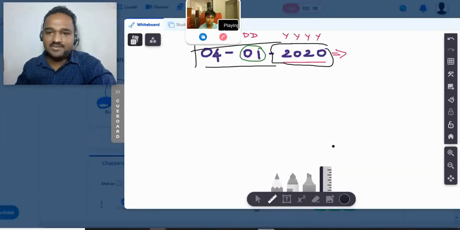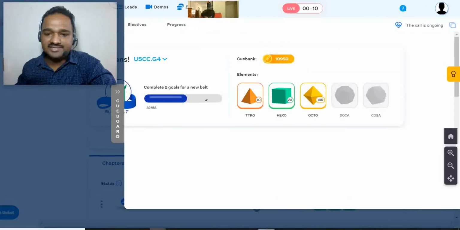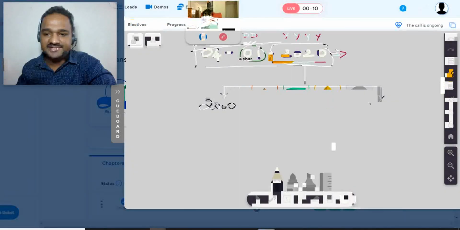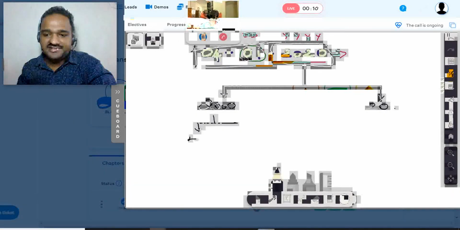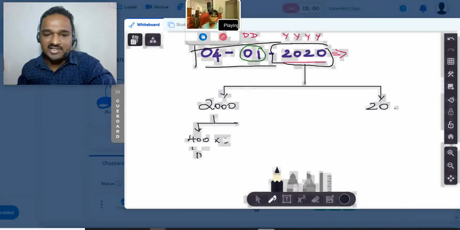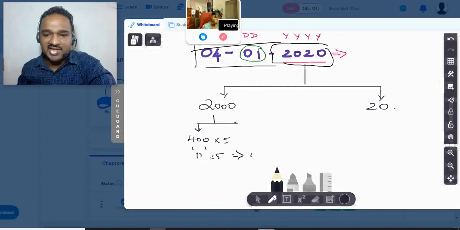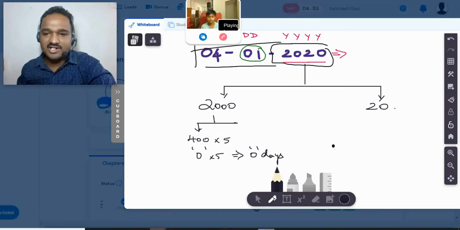Okay. So what I explained up to this part was correct. You have to divide it into 2000 years and 20 years. So 2000 years is 400 times 5, which we know is 0 odd days times 5. So this part you get 0 odd days, correct? So that's not a problem. We just leave it.